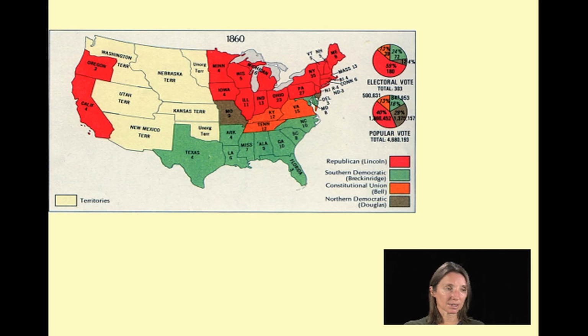And here's a map, oops, that's the wrong map. And here's a map that shows that. In the United States, if you win the most votes in a particular state, you get all of that state's electoral votes. So if you look at this map, you'll see that Lincoln won the most populous states, so he got all of their electoral votes.